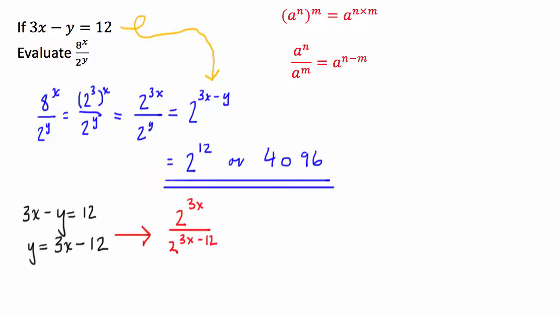Cool. And again, I can use my second index law that I've got here. So I can have 2 to the power of 3x subtract 3x take 12. So 3x take 3x is nothing, and negative 12 is positive 12. So this is going to be equal to 2 to the power of 12, or 4096. So you can see, guys, either of these two methods will give you the same answer.